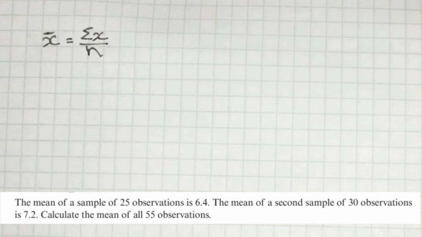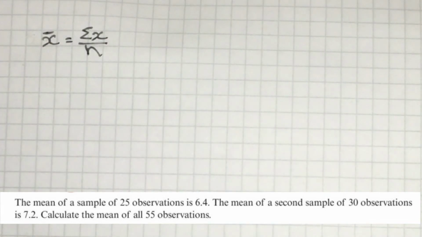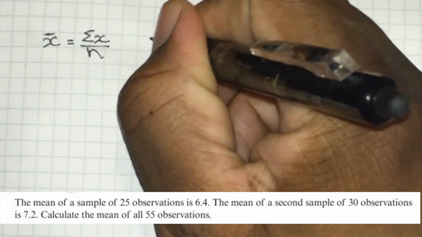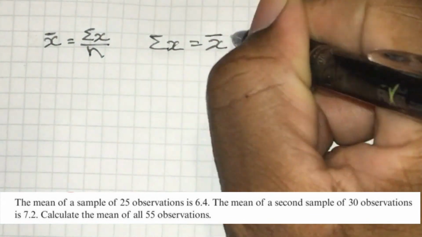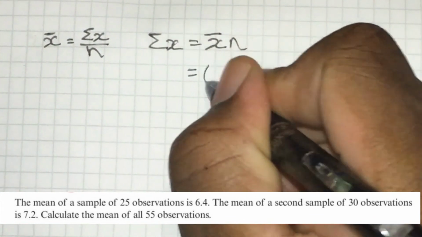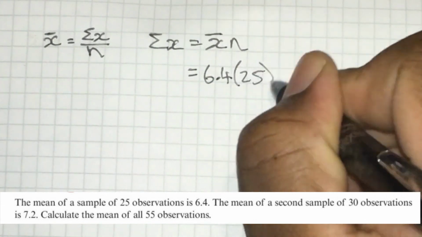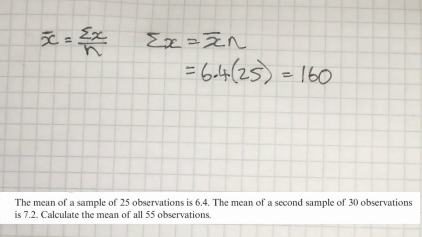Okay, let's rearrange this formula. As we rearrange to make the sum of X the subject, I see that I need to multiply X bar by the frequency, X bar by N, and that gives us 160. So that's the total for the X sample.